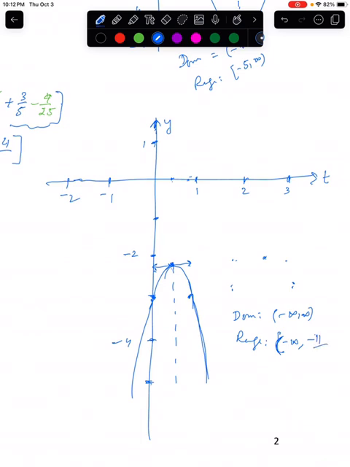So this is how you work with these quadratic functions. Next, we will look at polynomials in general in the next section.